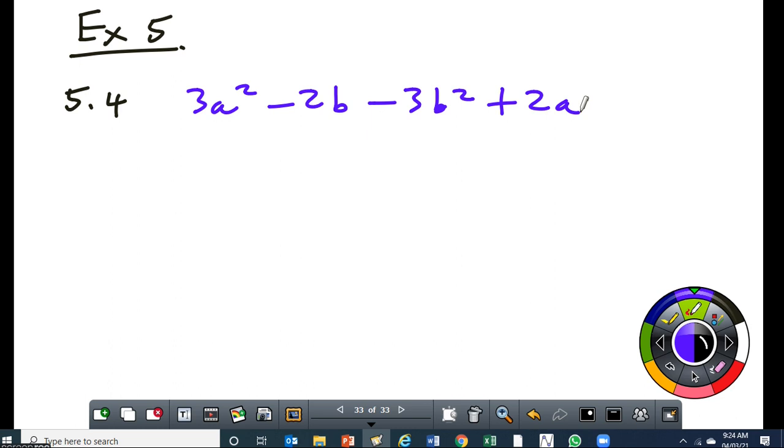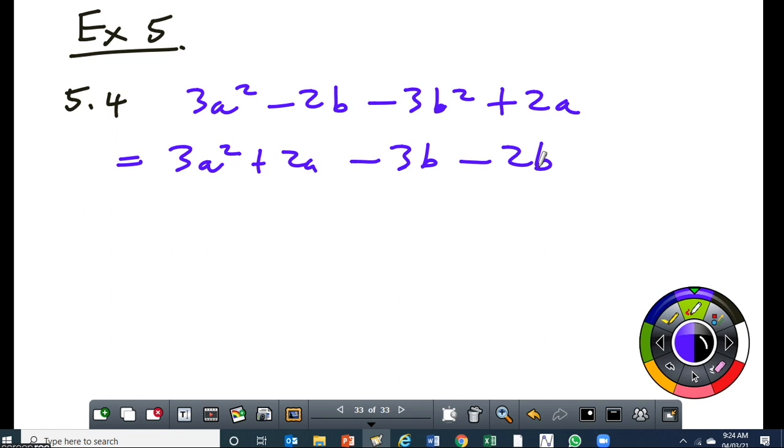So in my case, for this question, I'm going to rearrange them in such a way that this 2a, I'll bring it here, that minus 2b, I'll take it to the end. So I'll swap the positions of the minus 2b and the positive 2a. You need to use common sense when you are doing it. So the next step, I'll say 3a squared plus 2a minus 3b minus 2b. That's how I would approach it. So I've rearranged the terms first.